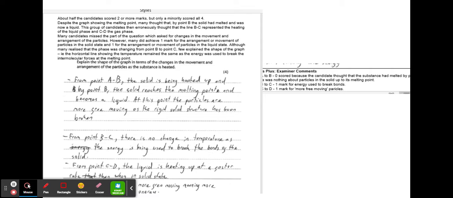So the examiner's comments are saying here that they didn't score any marks for the solid because they didn't say what the particle arrangement was. They got 1 mark for talking about the energy being used to break the bonds, and 1 mark for talking about the particles being more free moving from C to D, but they didn't talk about the arrangement of the particles. They just talked about them moving. They didn't say regular arrangement when it's a solid, random arrangement when it's a liquid. They vibrate on the spot as a solid but move more freely as a liquid.